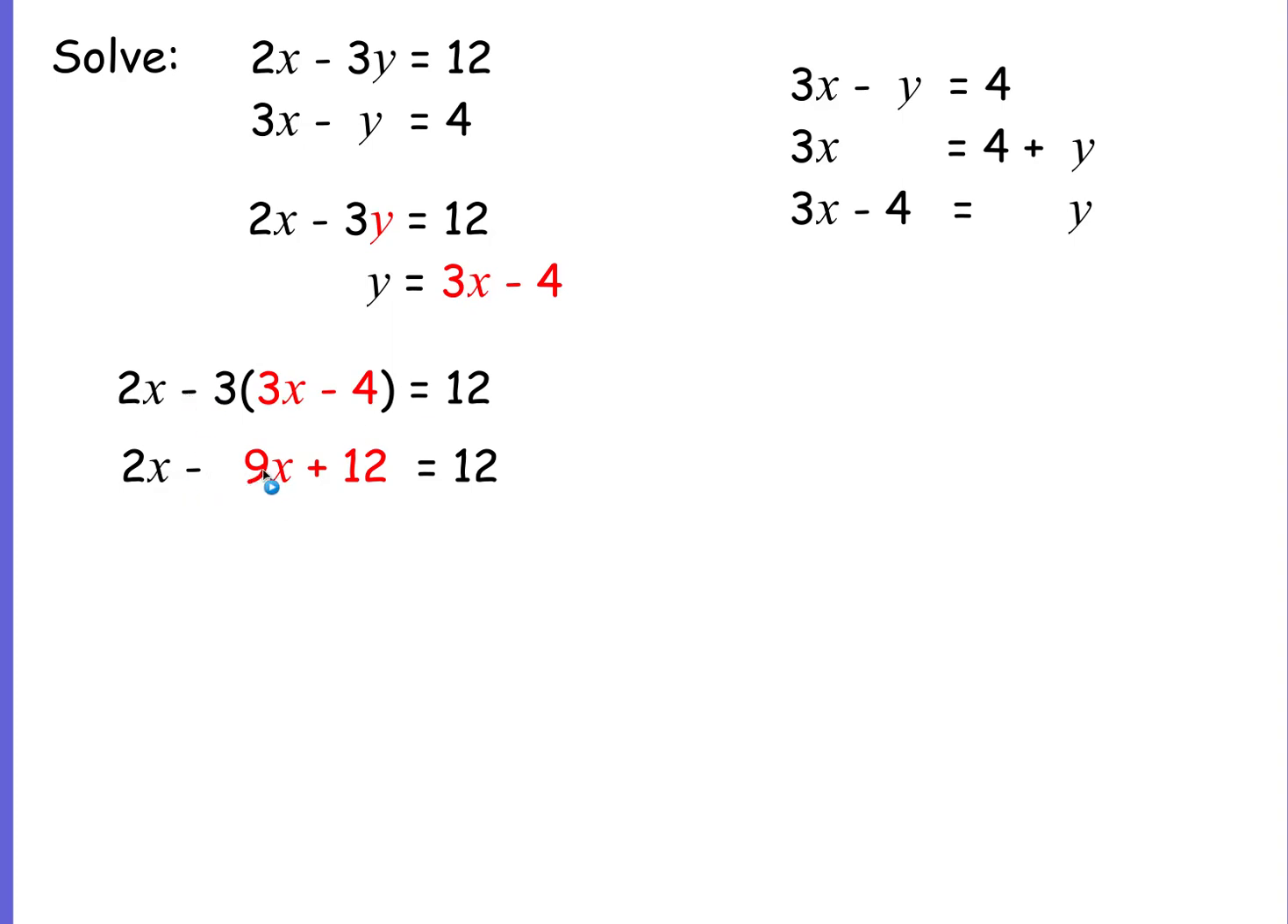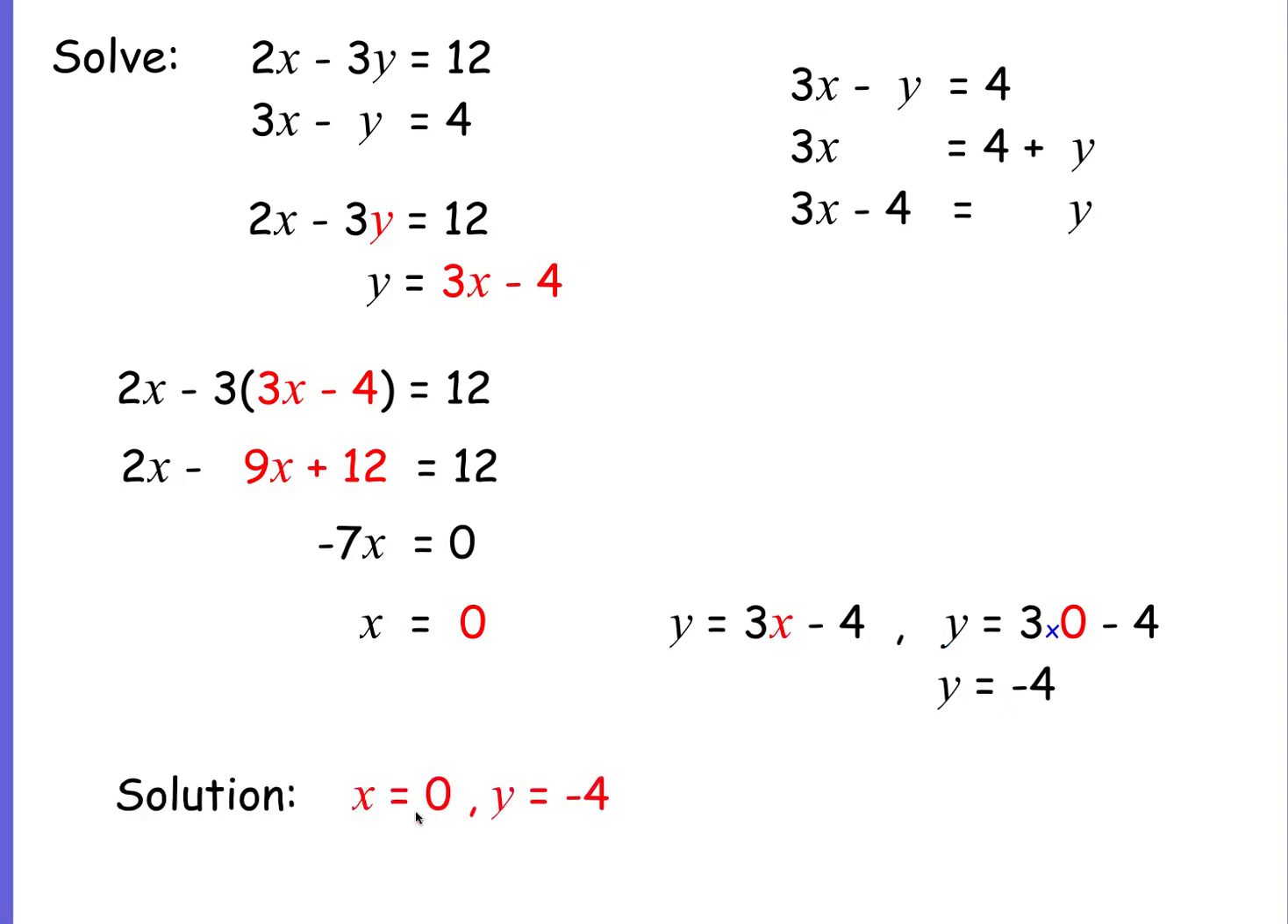After that, it's 2x minus 9x, and take 12 off each side. That 12 is just going to cancel off with the 12 on the right. You get negative 7x is 0, so x is 0. y equals 3x minus 4, and x is 0. 3 times 0 minus 4, y is minus 4. So there it is, x equals 0, y equals negative 4.